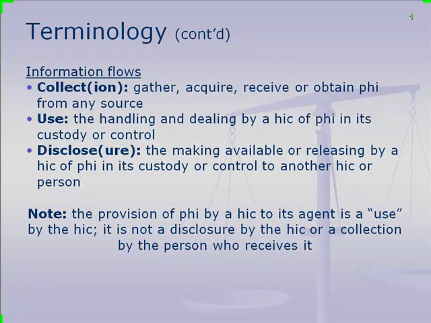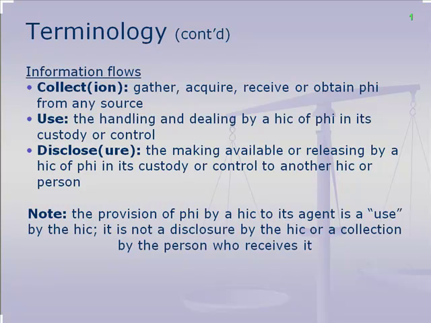So now we've got information, the actors, and we're going to look at the information flows. So a collection, this is kind of self-evident, but one thing that's kind of interesting here is if you receive PHI, even though you haven't gone out and actively sought it, that's a collection. Use is the handling and dealing by a HIC of PHI in its custody or control. And a disclosure is making PHI available or releasing it by a HIC to another HIC or somebody else.